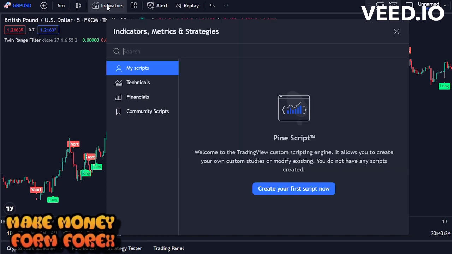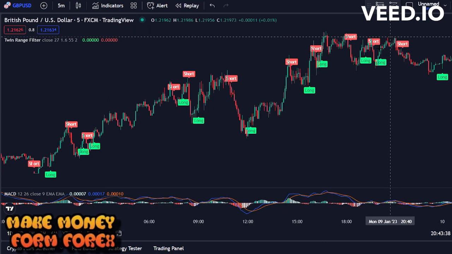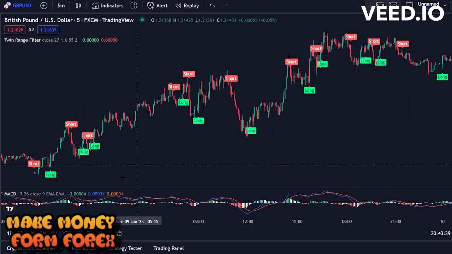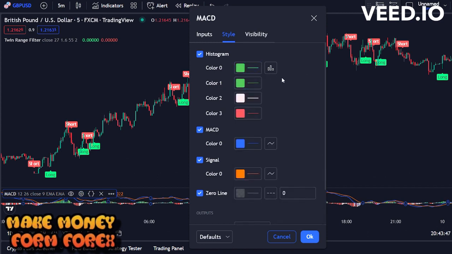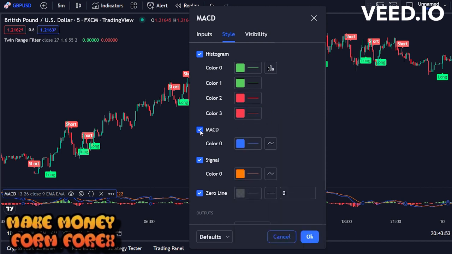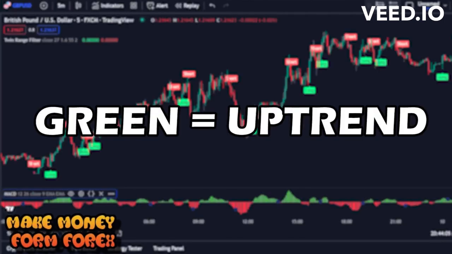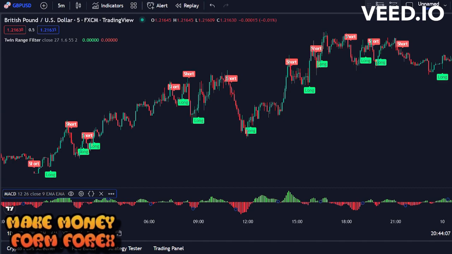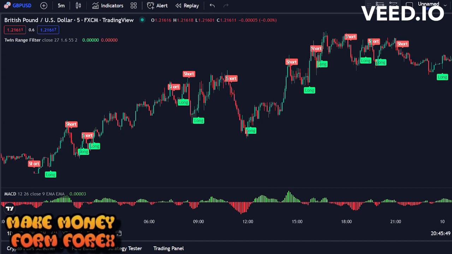Now go back to the Indicators tab and type in MACD and click on this one that says Moving Average Convergence Divergence. We need to change the settings of this indicator by clicking right here. In the Style section, change the first two colors to basic green, and change the bottom two to basic red. Then disable the MACD line as well as the signal line. After that, click OK. We will use this indicator to identify short-term trends in the market, so when the indicator is green it's considered a short-term uptrend, so we would only be looking to take long trades. And when it's red it's considered a short-term downtrend, so we would only look for short trades.